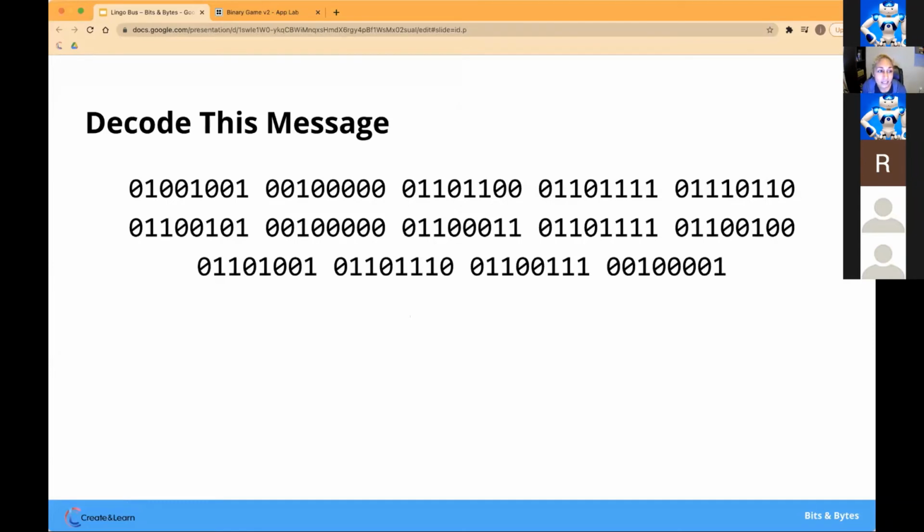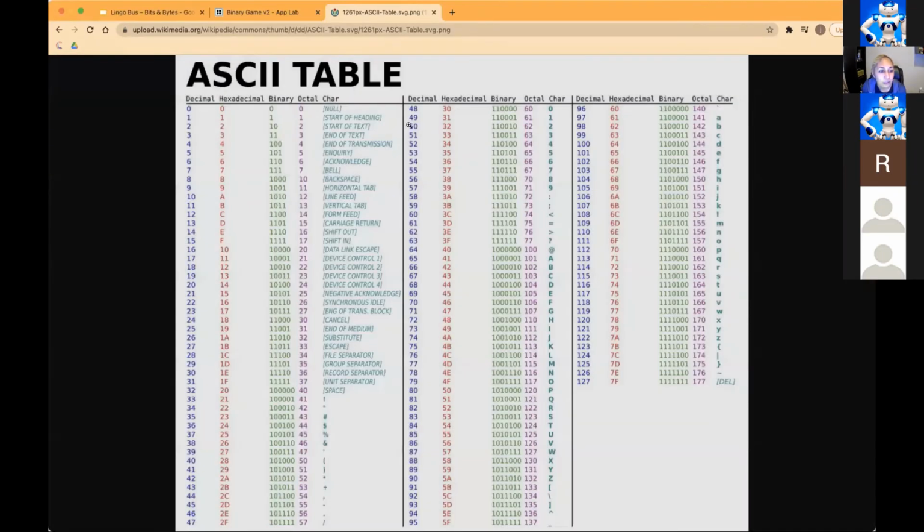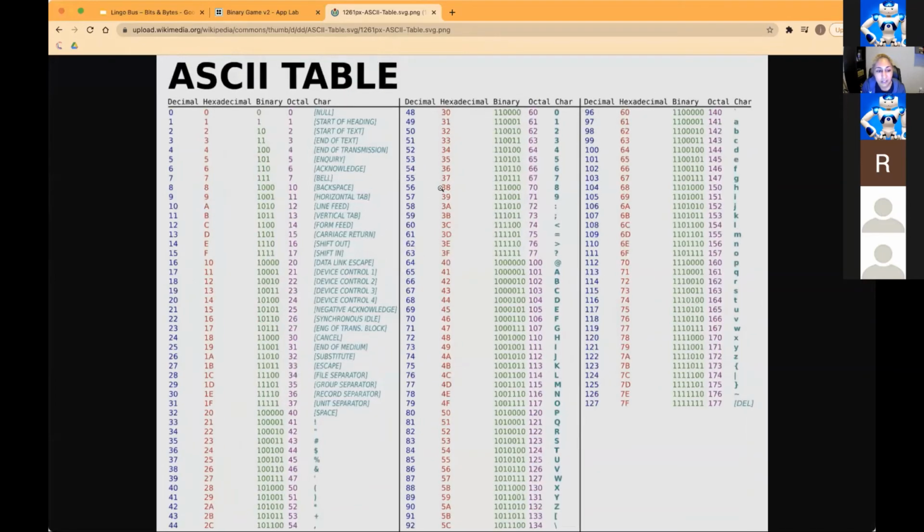This link that I just put in the chat is going to take you to this ASCII table. That way you can see all of the binary numbers that correlate with the letters. So when you're looking at this, you see that here's the letter A right here at 65, the letter B at 66, but we also see the binary number right in between.